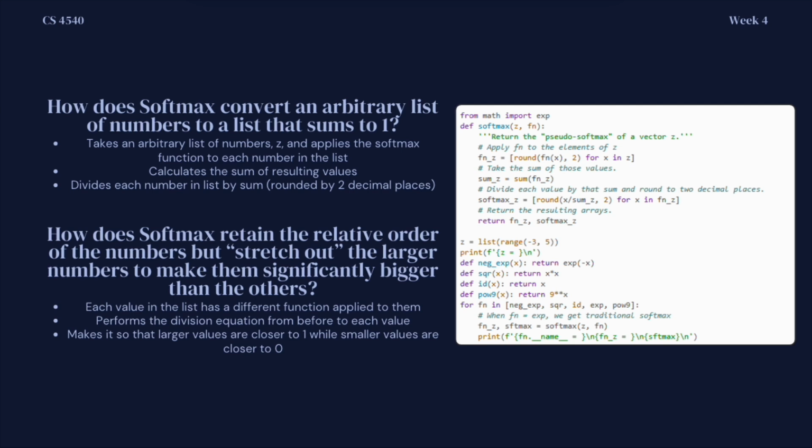The softmax function retains a relative order, but still emphasizes the larger values by applying the exponential function to each value in the list. It then normalizes each value by performing the division to each value, which ensures that the sum of all output values will equal 1. This will show that the larger values will become closer to 1 and the smaller values will become closer to 0, essentially stretching out the differences.